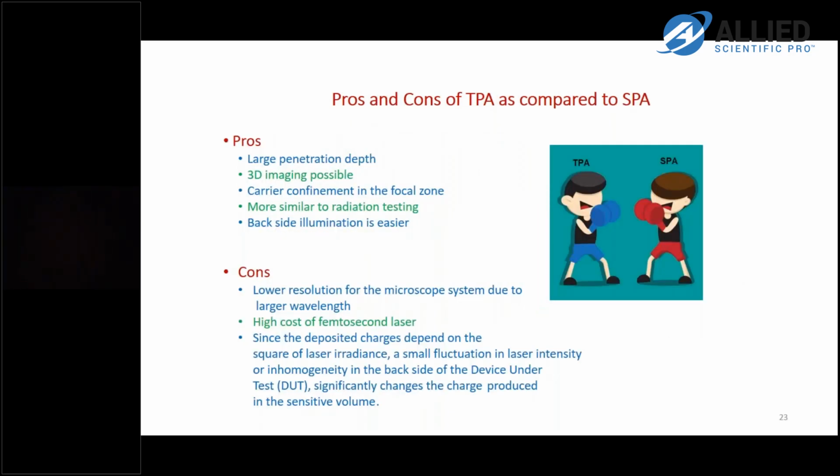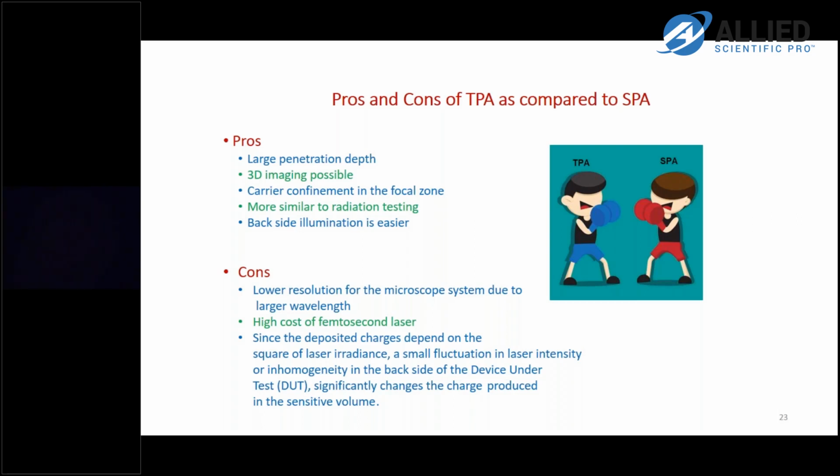So let's compare the pros and cons of TPA as compared to SPA. So what are the pros? There are large penetration depths for TPA. Depending on the focal length of the microscope objective, you could inject at any depth. You could do 3D imaging. It's more similar to radiation testing. Backside illumination is easier. On the downside, the resolution of the microscope is lower due to laser wavelength.